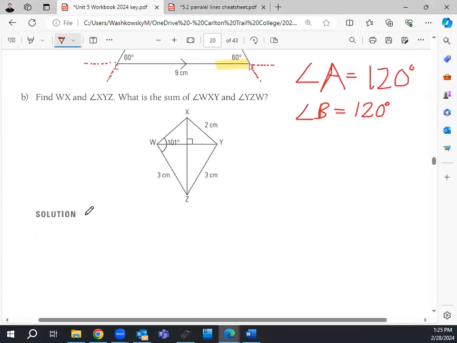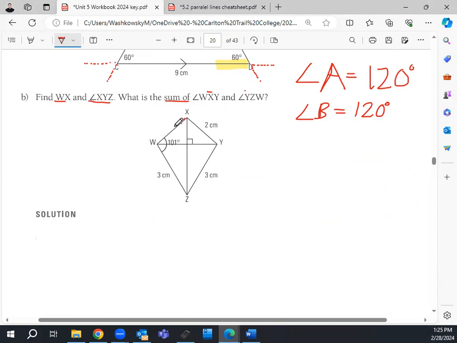So let's look at this, a couple things. For question B, it wants us to find WX and angle XYZ. I'll explain what that is in a second. And then it wants us to find the sum of these two angles. So it wants us to find three different things. So let's start with WX.